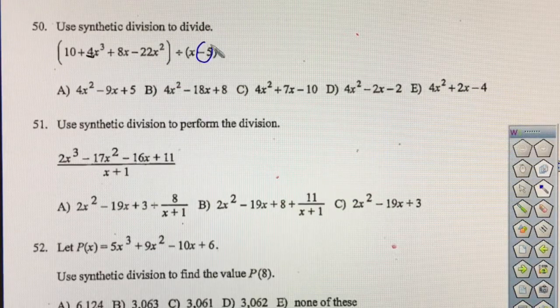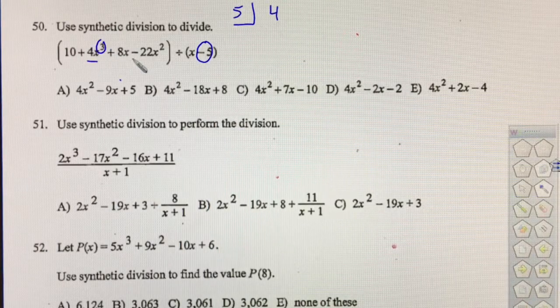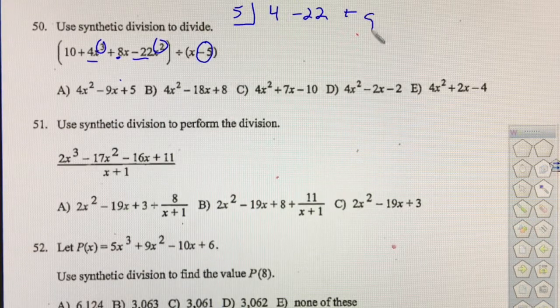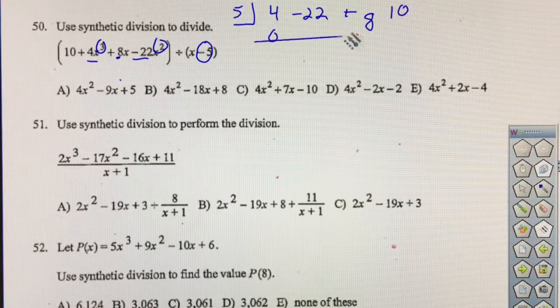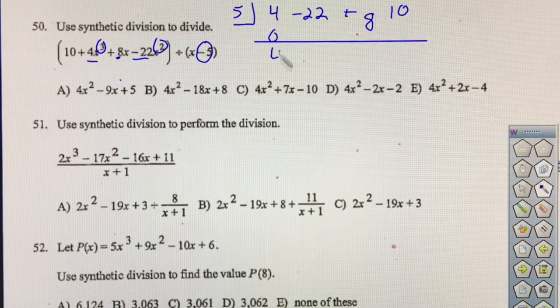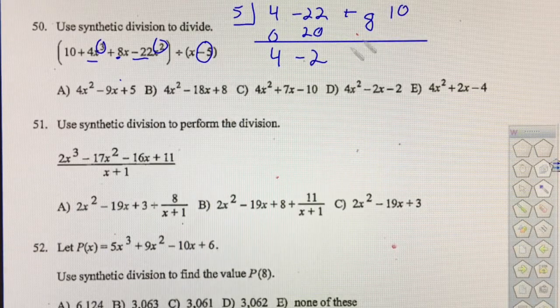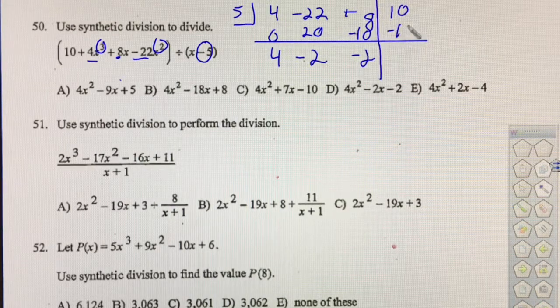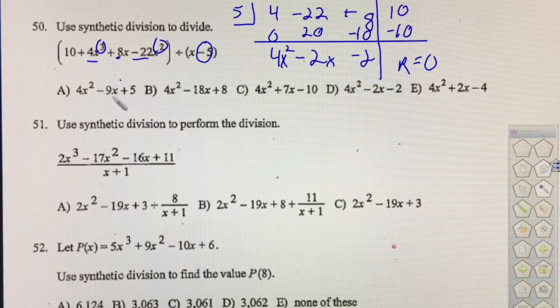More synthetic, backwards box. I put a 5. Now notice this one's a trick question. I have to put the 4 first because of the exponent. I have to put the negative 22 next because of the exponent. I have to put the 8 next because of the exponent. And then finally I have to put the constant 10. Put my 0 and set up the synthetic division process. 4 plus 0 is 4. 5 times 4 is 20. 20 minus 22 is negative 2. Multiply. Negative 2. Be careful. 5 times negative 2 is negative 10. Remainder equals 0. So it's going to be 4x squared minus 2x minus 2. It's choice D.